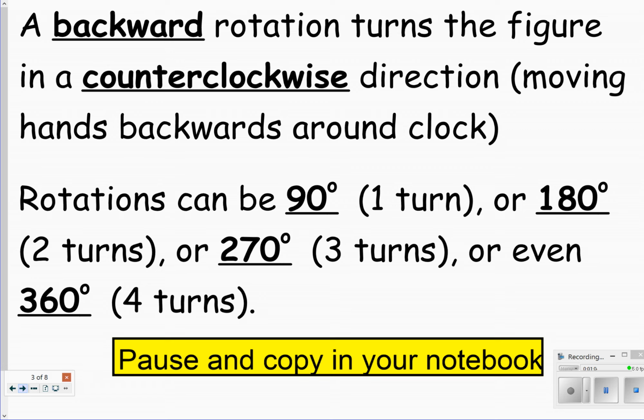You can have different kinds of turns. You can have a 90-degree turn, which is simply one turn around the coordinate plane, 180 degrees, 270 degrees, or even 360 degrees. And they all have a different number of turns that you can turn the figure and land in that location. Again, pause the video and copy this into your math notebook as well.